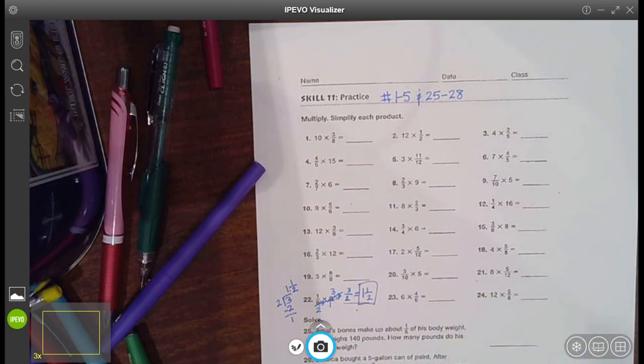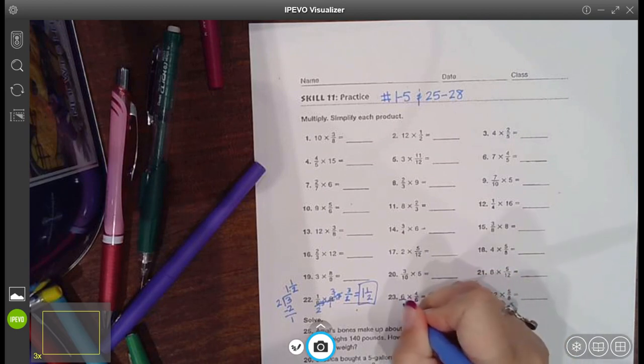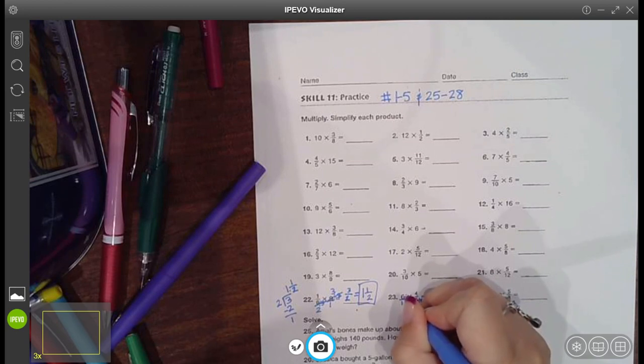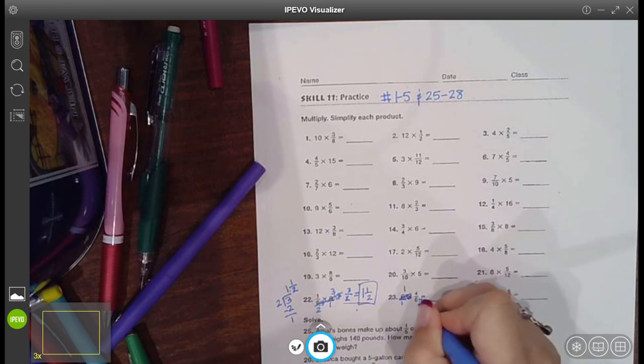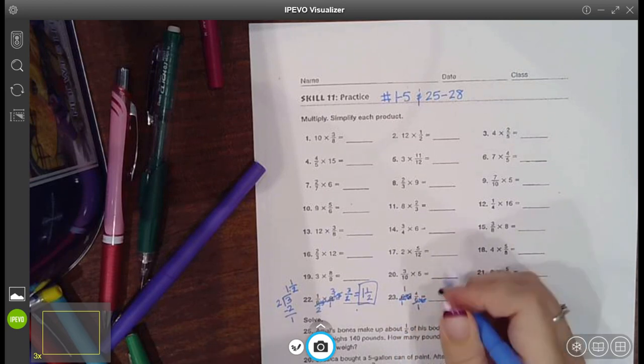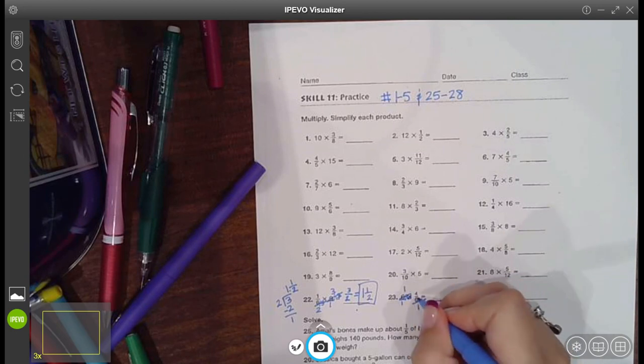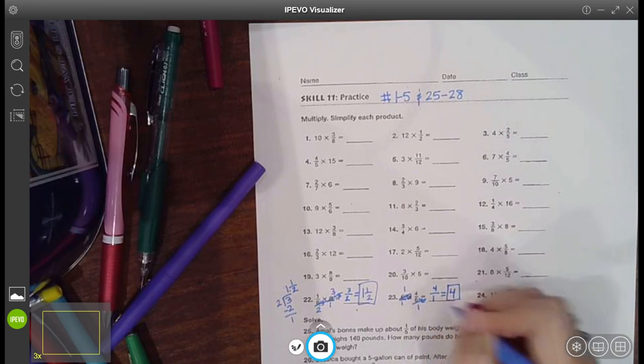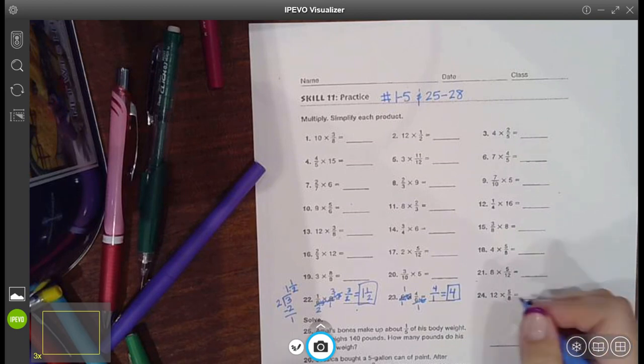Okay, for my next one, I'm again going to put my whole number over 1. 6 can go into both of these 6's, and 6 divided by 6 is 1. So now when you multiply across, you have 1 times 4, which is 4, and 1 times 1, which is 1, and anything over 1 is just that number, because 4 divided by 1 is just 4.